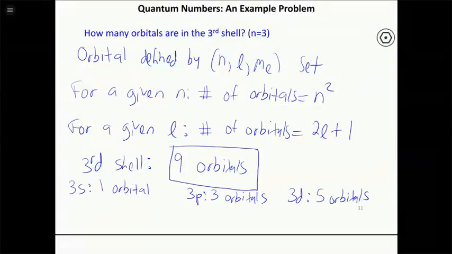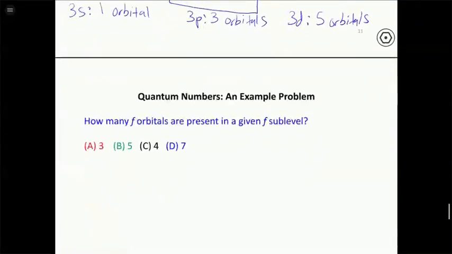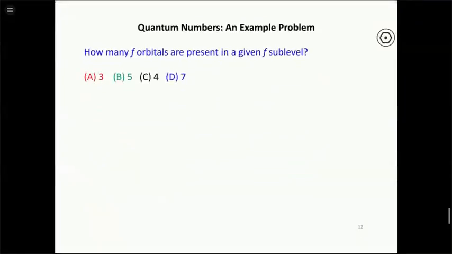Alright, so you'll see a lot of problems on the next homework dealing with that, where you're given a value of n or a value of L and have to determine how many orbitals would have that specific quantum number. Alright, so let's do one more example. How many f orbitals are present in a given f subshell?